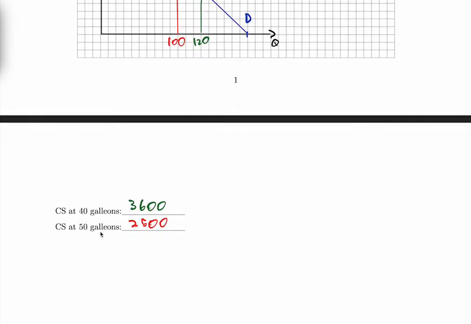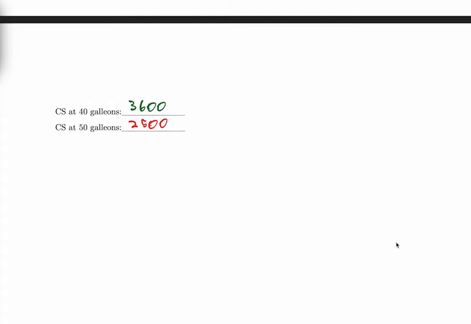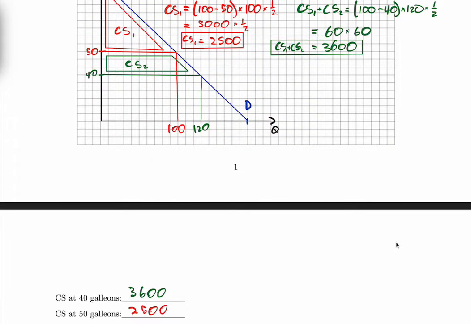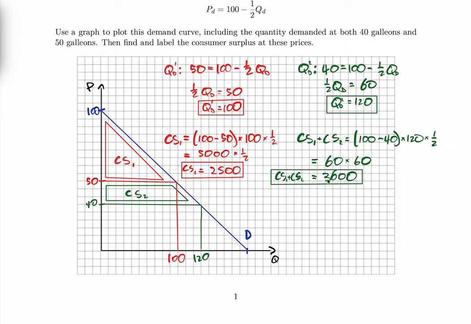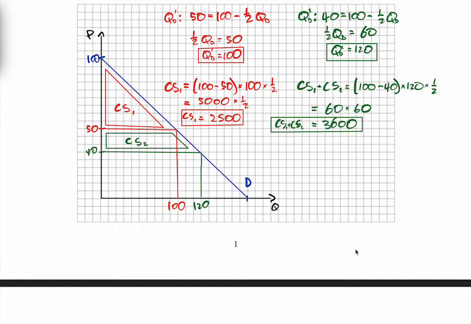And then there's a handy box entry here for those two values. All right, and you can see consumer surplus goes up when we decrease price, both because we have a larger quantity and because prices are lower, so buyers are happier.